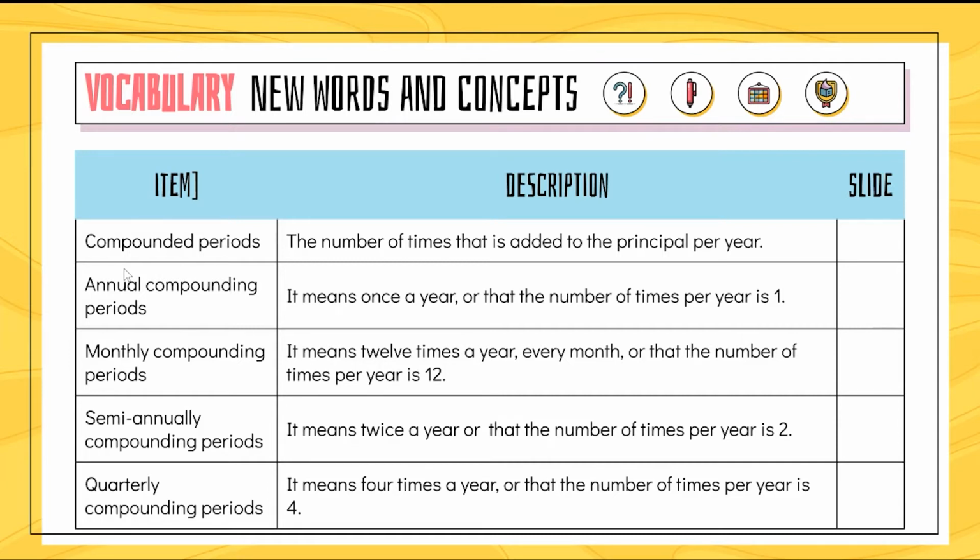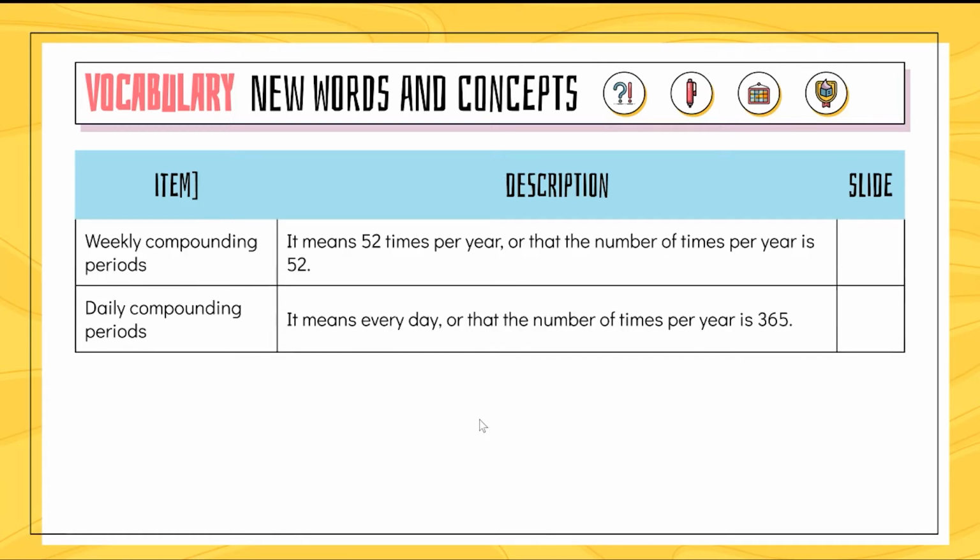Compounding periods: annually compounding period, monthly compounding period, semi-annually compounding period, quarterly compounding period. For example, the first one is the number of times that interest is added to the principal per year. Annually is just once a year, and the next ones are not the same. For example, monthly is 12, semi-annually is just 2, which is the number of times per year, and quarterly is 4.